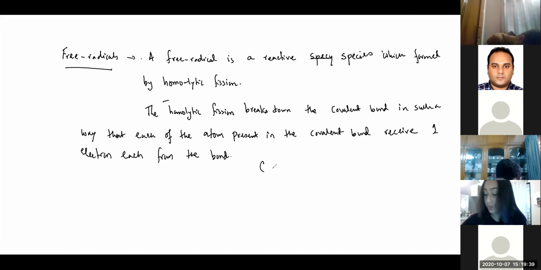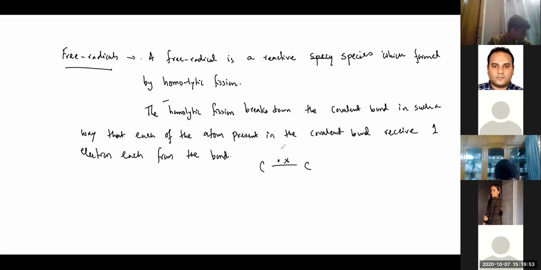So here there is a carbon, and here also a carbon. A covalent bond has 2 electrons. We need 2 electrons to form a covalent bond. So now if we break this covalent bond from the middle, what is happening? Each carbon gets 1 electron each from the covalent bond.